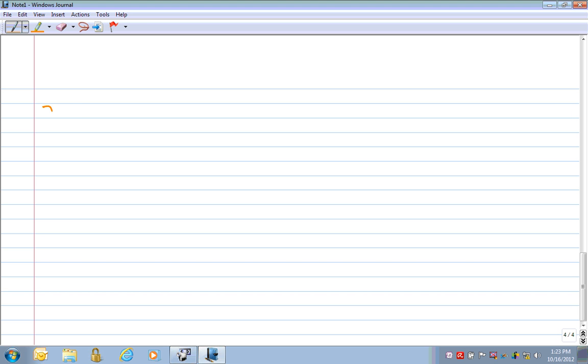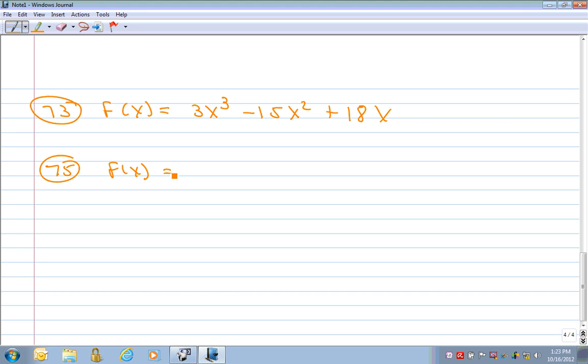So here are your problems. Problem 73 off that same page. That is f of x equals 3x cubed minus 15x squared plus 18x. And problem 75, and that will be f of x equals negative 5x squared minus x cubed. All right, so just make sure, notice on this one, you want to make sure you go to standard form first. So standard form first. It's easy to overlook and then get confused.